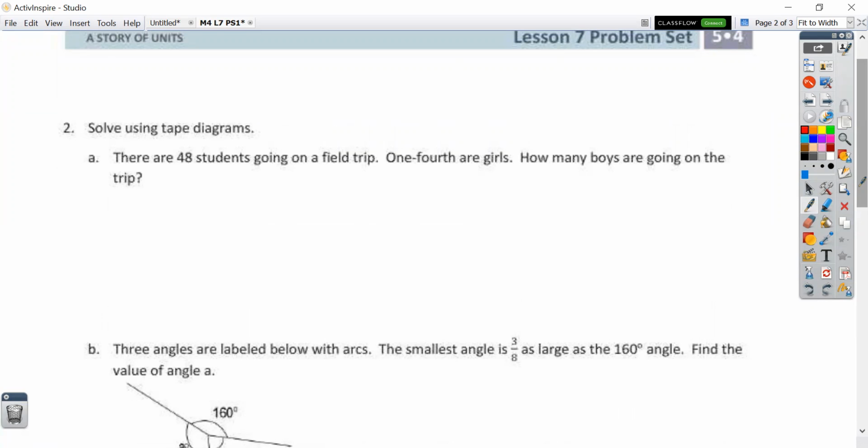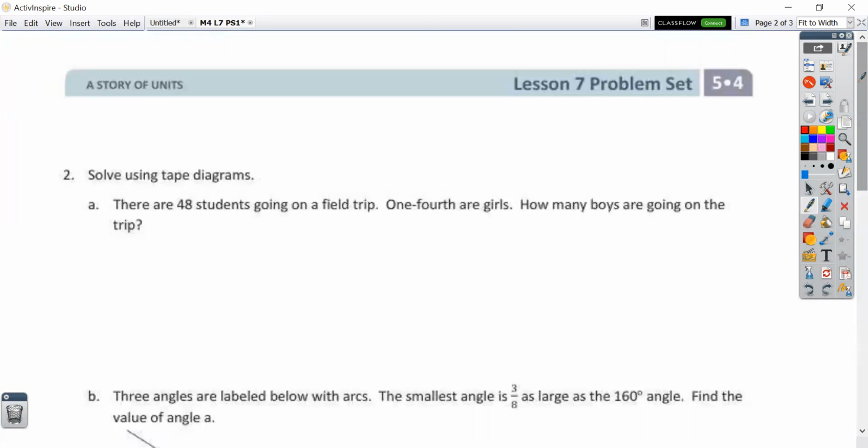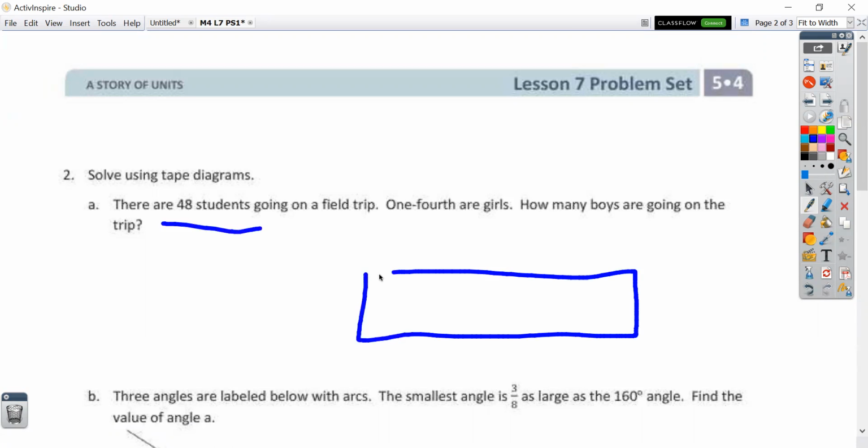So let's just do 2A. So there are 48 students going on a field trip. 1/4 are girls. How many boys are going on the trip? So same steps. Try to think, what's the whole? Well, the whole is going to be 48 students, right? They're all going on the trip. And then we know that 1/4 are girls.